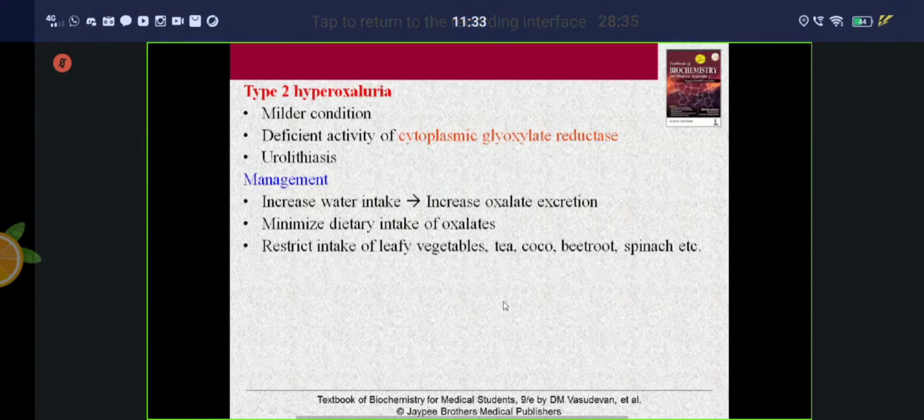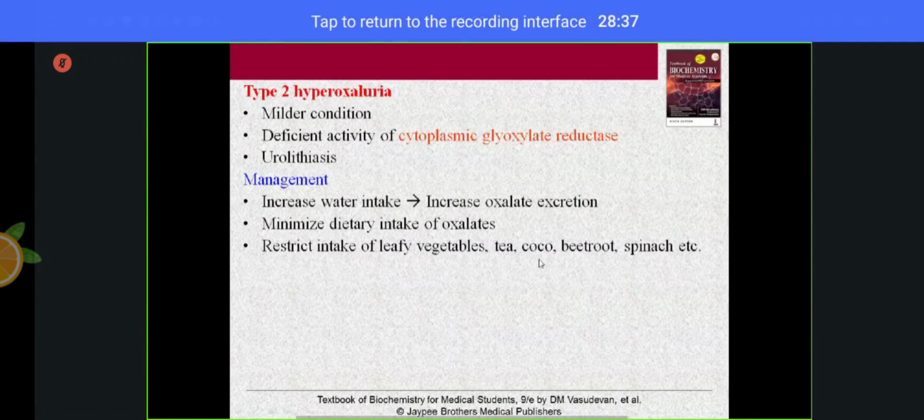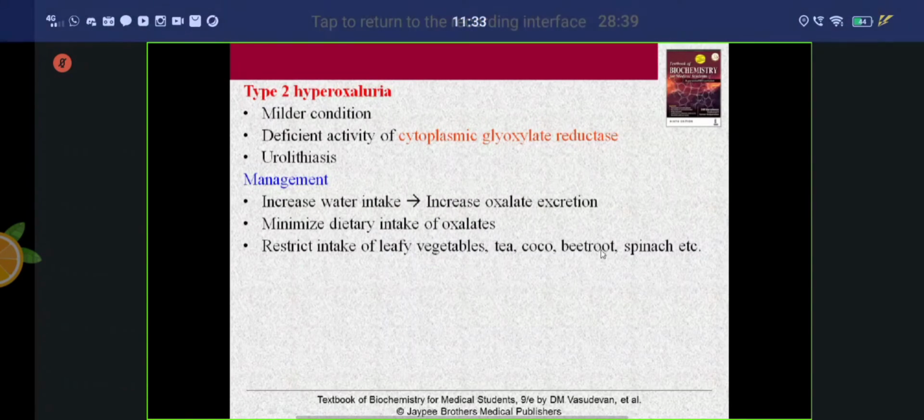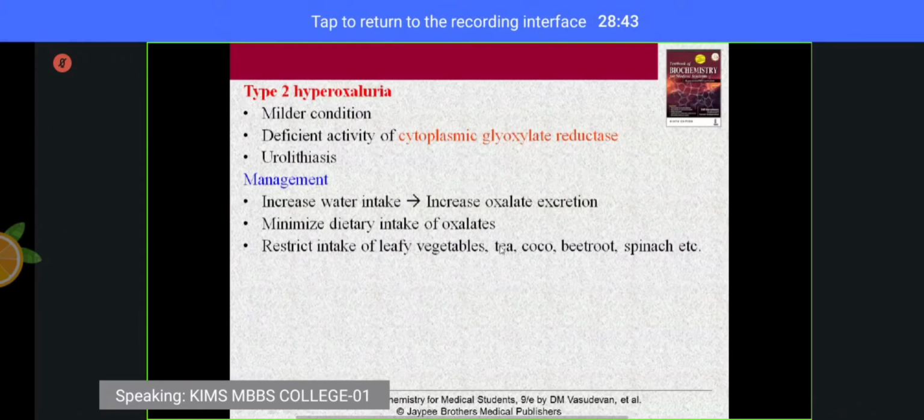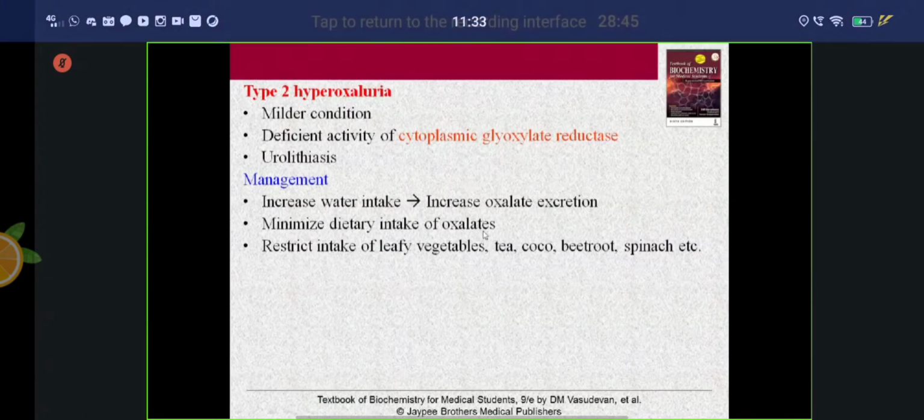So what you have to remember? Tea, chocolate, leafy vegetables, beetroot. These things contain a lot of oxalic acid. So try to avoid this whenever there is a kidney stone.